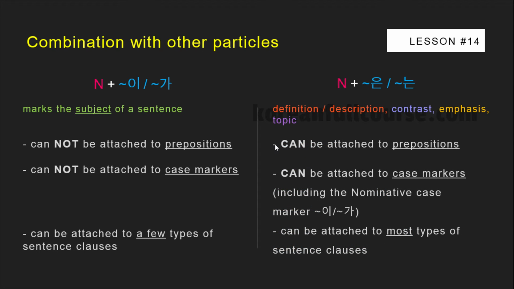So, unlike 이가, you can attach 은는 to almost any other grammatical particle, to prepositions, case markers, and most type of sentence clauses. As I mentioned earlier, 은는's job is not just to define the topic of a sentence, but to make something stand out from the rest, to drive the listener's attention to the subject, an object, an action, place, condition, etc. In most cases, when we attach 은는 to other particles, these other particles don't go anywhere.